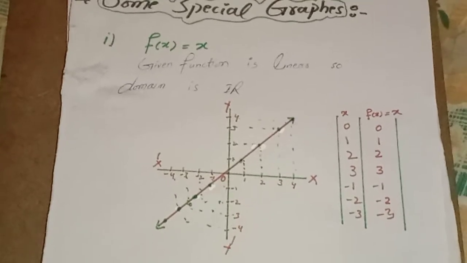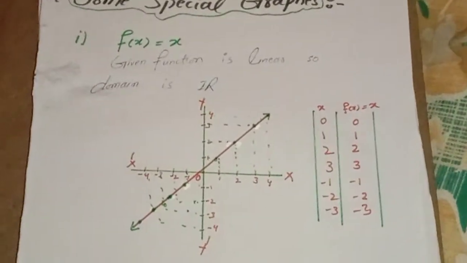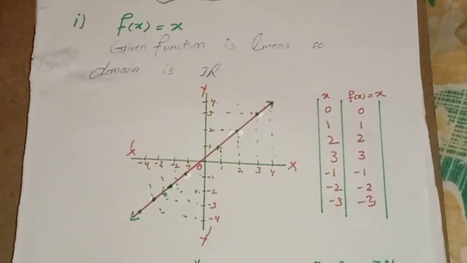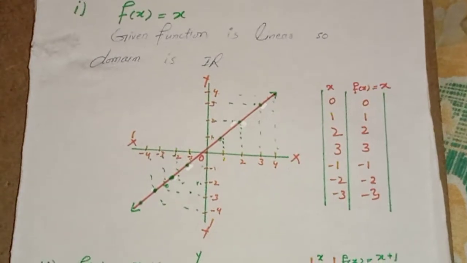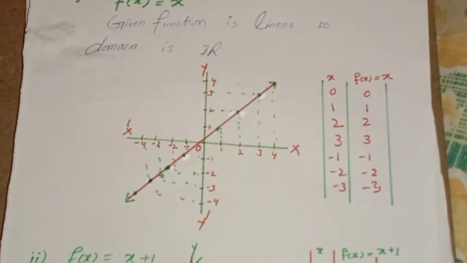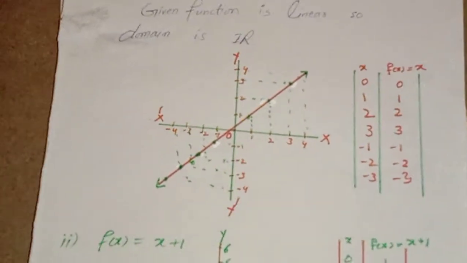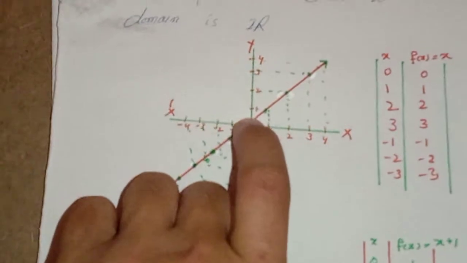If you want to sketch the graph of this function, we will put some values in f(x). It will give us some result. When we put 0, it will give us 0. When we put 1, it will give us 1, and so on. When we put -1, it will give us -1. When we put -2, it will give us -2, and so on. So let's sketch on the xy plane.